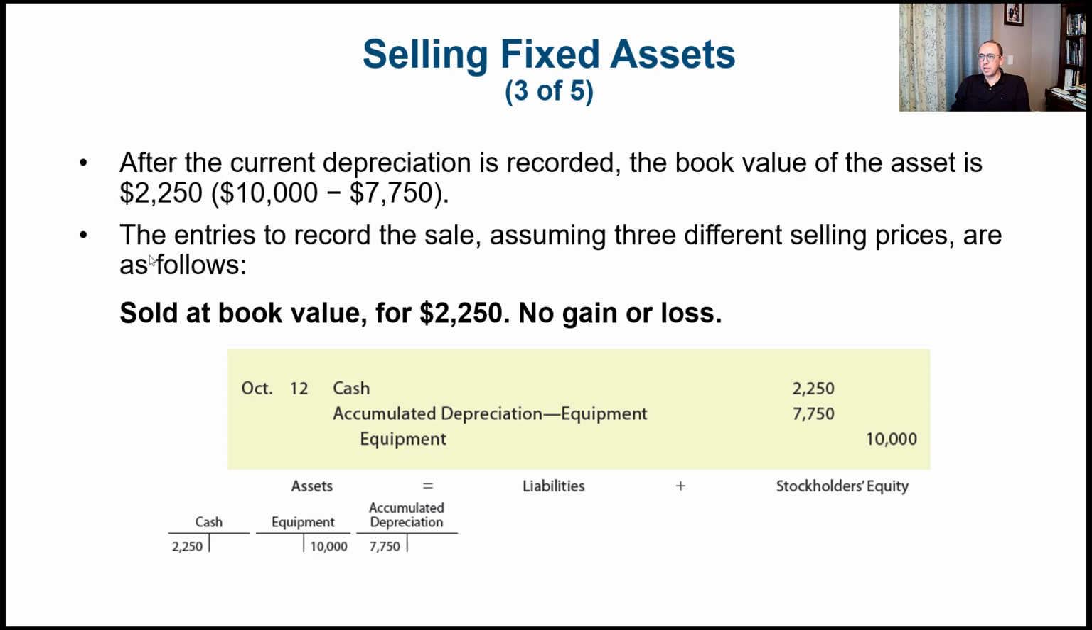So let's assume that we sold it for exactly its book value. So we got a cash of 2,250. We get rid of the equipment, so we debit cash for 2,250. We get rid of the equipment on the credit side by $10,000. We get rid of the accumulated depreciation for equipment for $7,750. The debit side and the credit side are matching now.